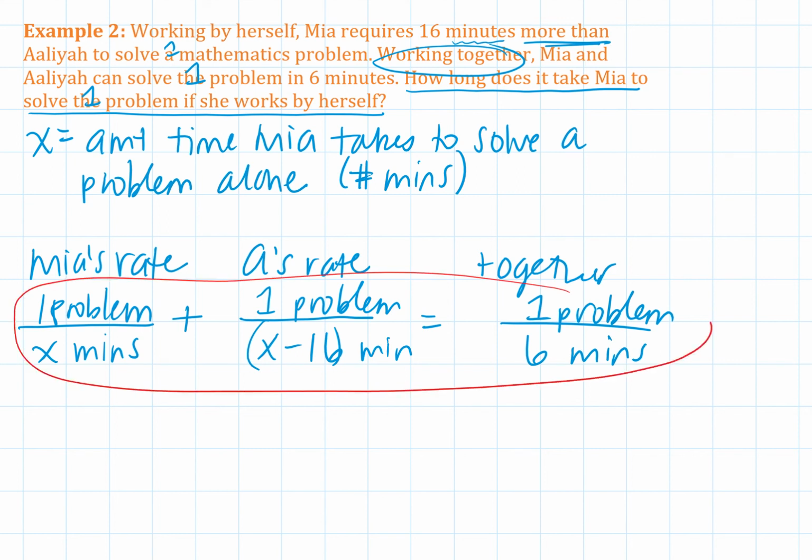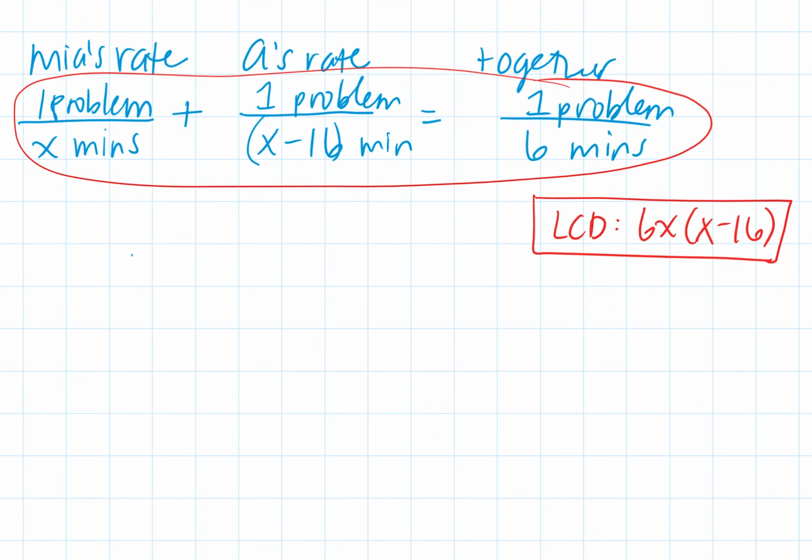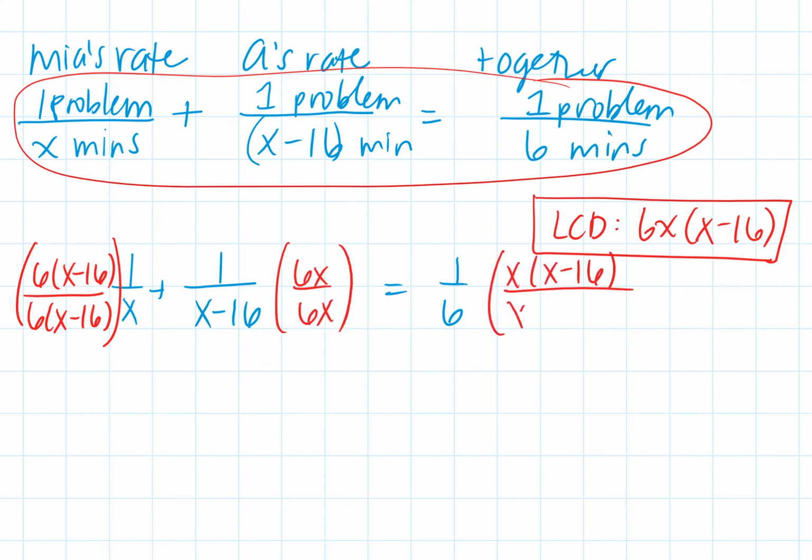To solve a rational equation, I need a least common denominator. I'll need an x, I'll need a 6, and I'll need an x minus 16. It's not the answer, it's just important, so I'm going to rewrite it. So I have 1 over x, again, just rewriting to give myself some room. So here I need a 6, and I need an x minus 16. Here I need a 6 and the x. Here I need the x and the x minus 16.